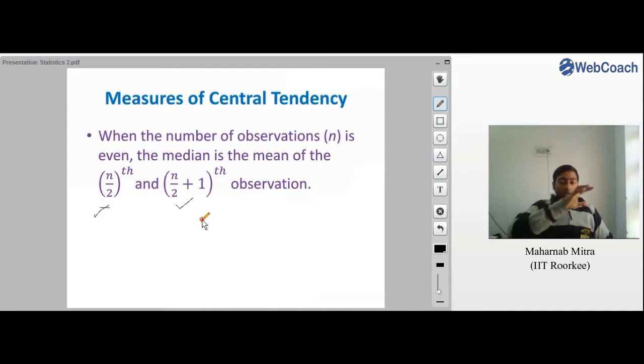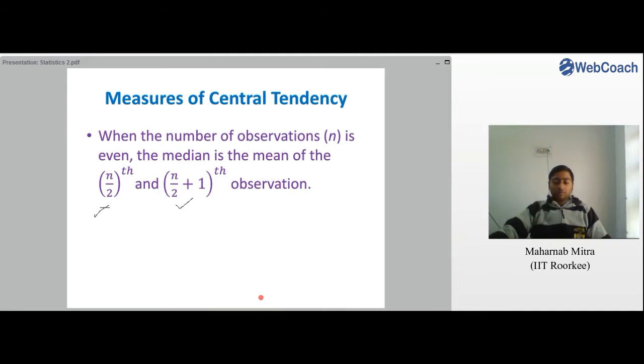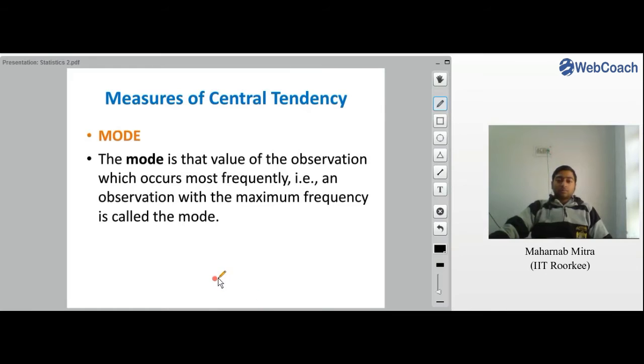So these numbers only tell us the location of the terms when arranged in ascending order, and you must find the terms from the given data and then take the average. So this is how we find the median when the number of observations is even and when the number of observations is odd. And remember, median is just the central value, so it is very easy to find out.